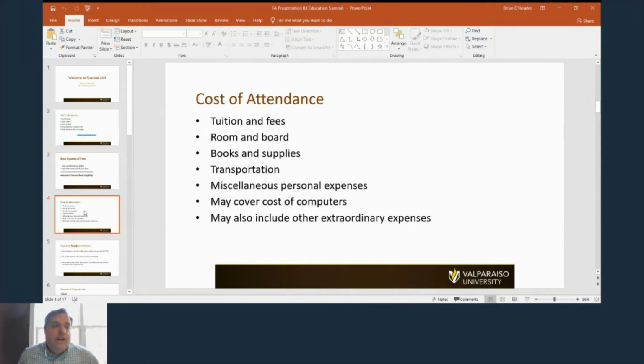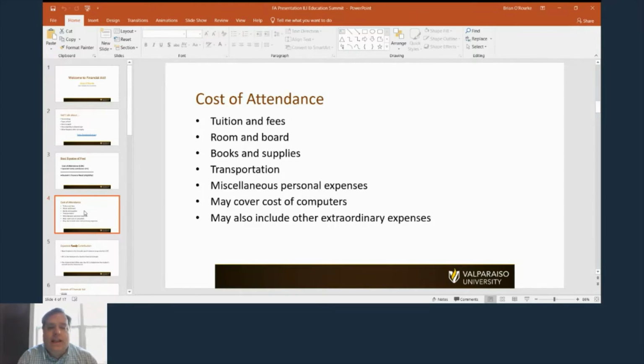So the cost of attendance is the total amount that a school estimates it will cost to go to their college or university for 1 year. So if you've been looking at colleges, either going on college visits or looking at their websites, or niche.com or whatever it might be, you're probably looking at tuition and fees and then maybe room and board when you're looking at costs.